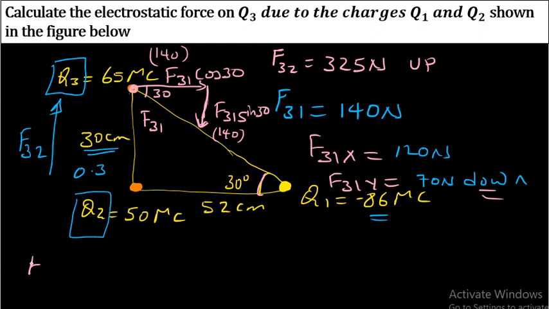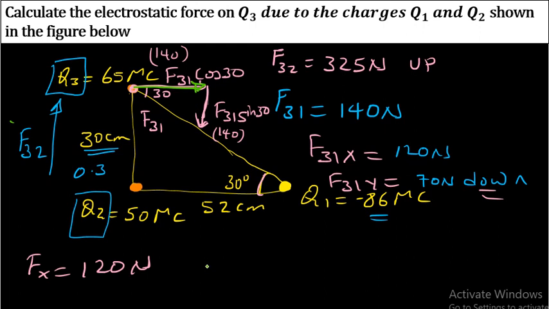Therefore, just only one Fx we have. The x component is just only F31x, which is 120 Newton. That's the only horizontal component we have. Where it is, we can plot it in somehow a different color. Let's do it. Here it is. This is the only horizontal component force that we have.